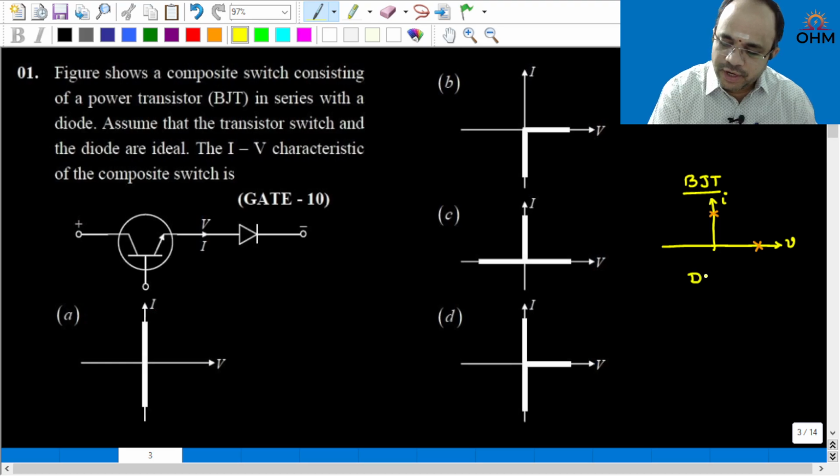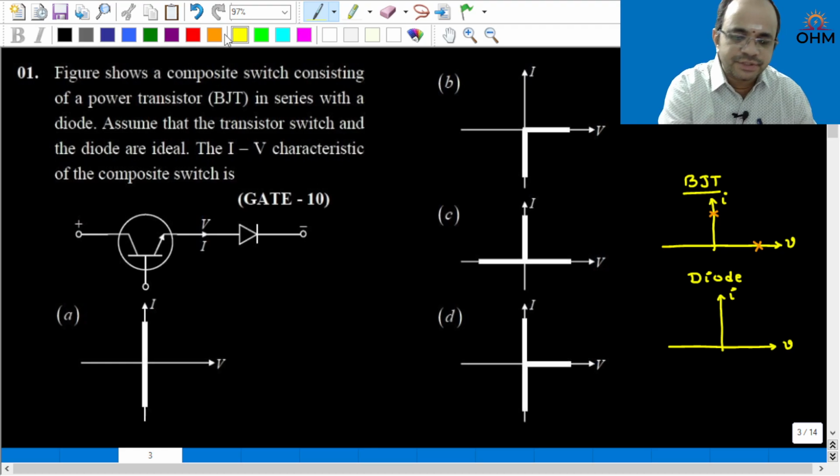Similarly, for a diode, the steady state operating characteristics will be, during turn off conditions, diode can block negative voltage, and when the diode is forward biased, it will carry the current in the positive direction, that is from anode to cathode.